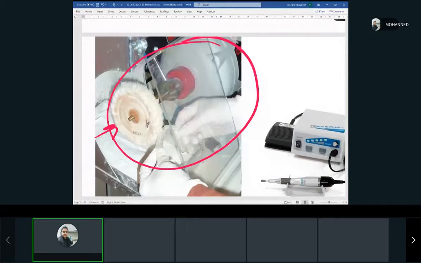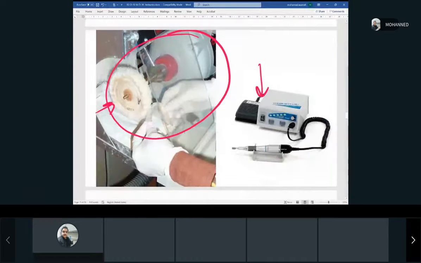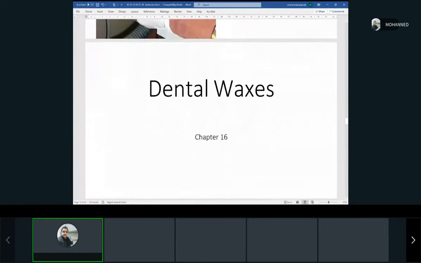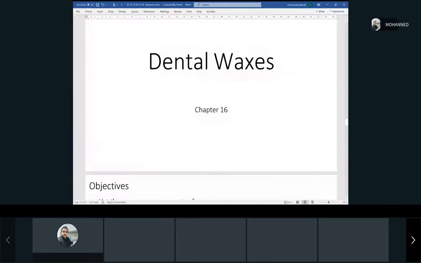And then you have also a lab handpiece. I feel I'm forgetting something. I think that's it. I think I have a video for polishing with the rag wheel. We can see that maybe in a little bit later.